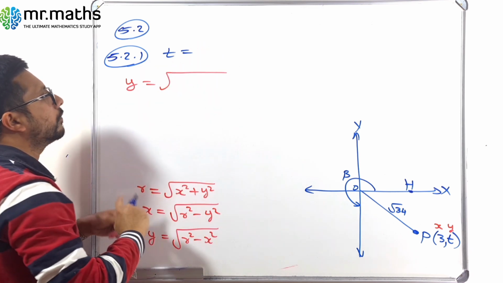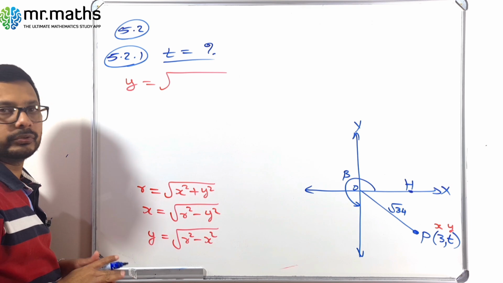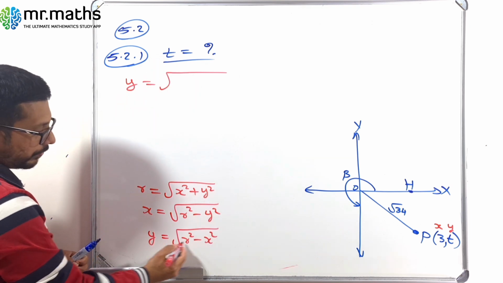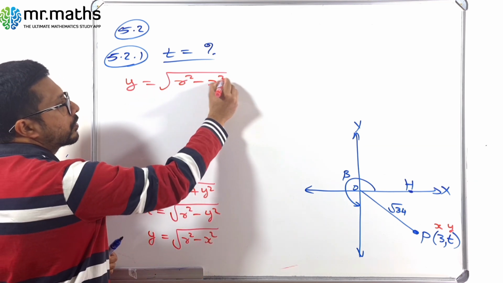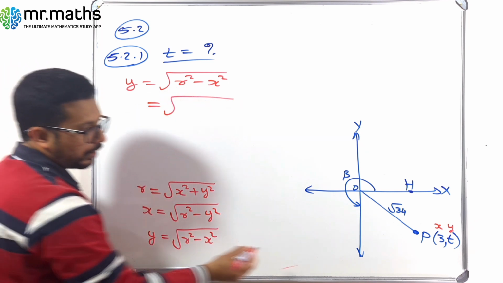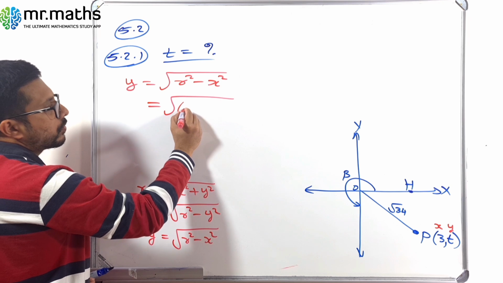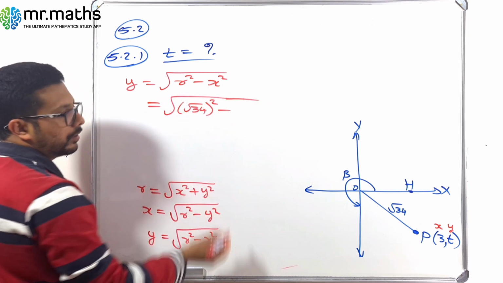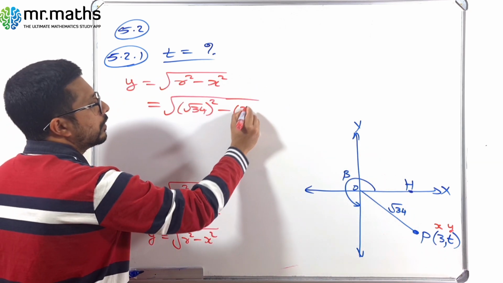here the question is what is the value of T? That is what we are going to do. We know that T stands for y. Okay, y is equal to root of, first write the formula, r square minus x square. Okay, so now here root of, what is r? Hypotenuse, that is root 34. So it is root 34 square minus x square. What is x? We know that x is 3. So it is 3 square.